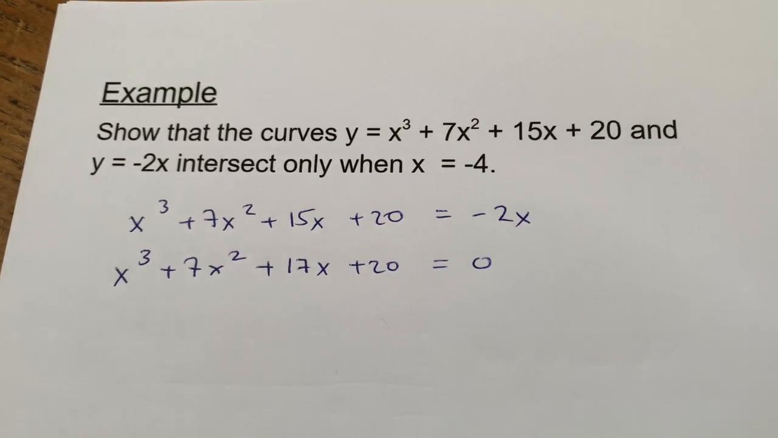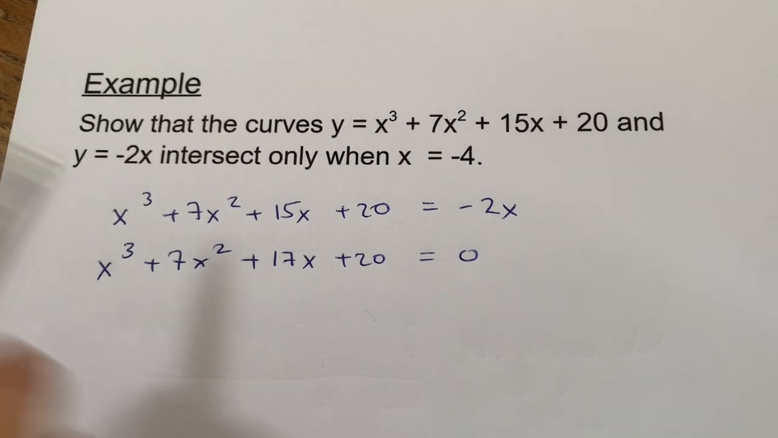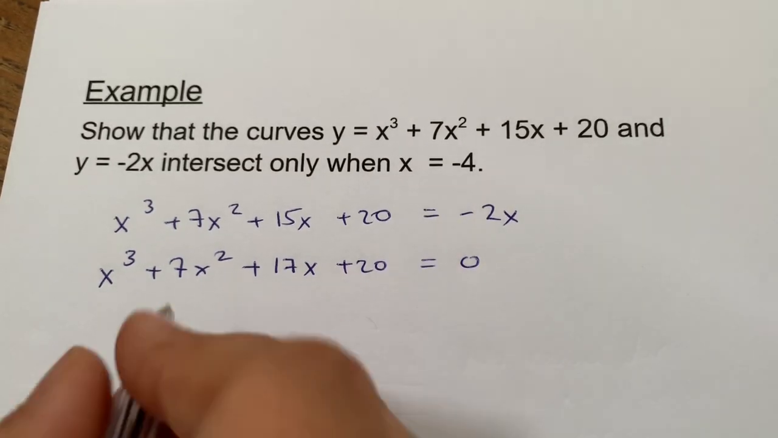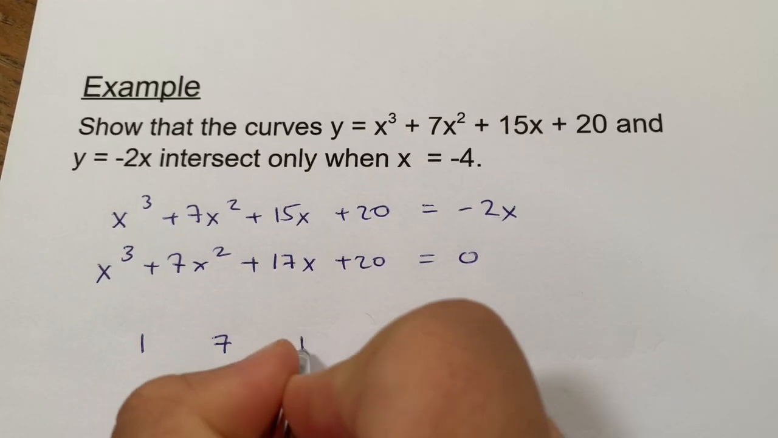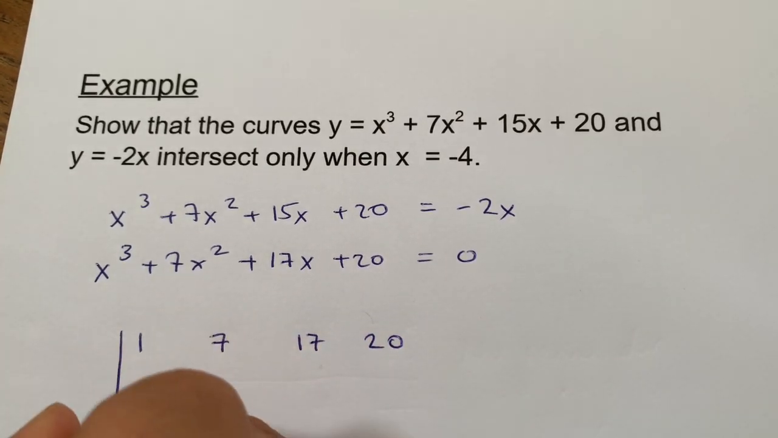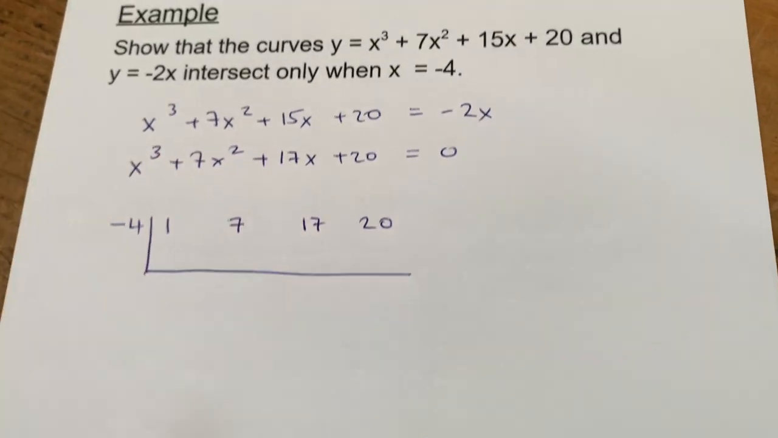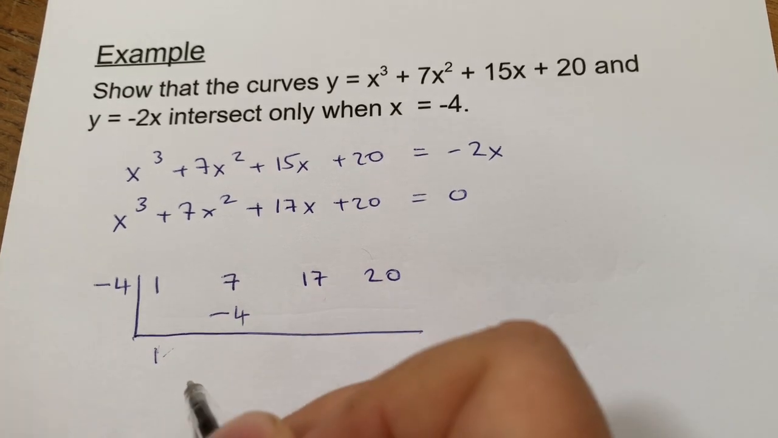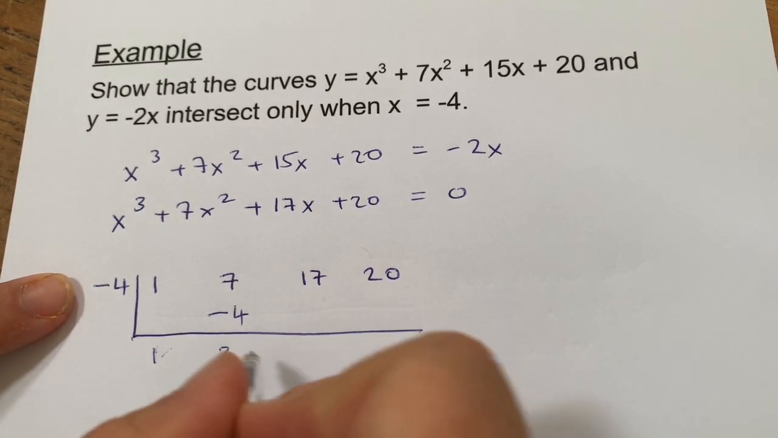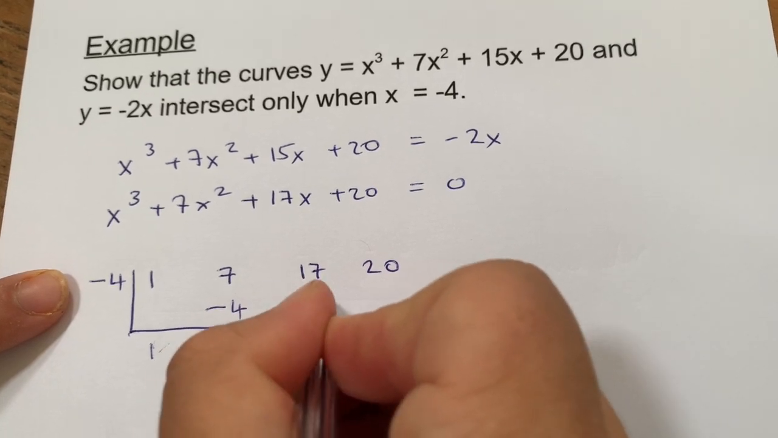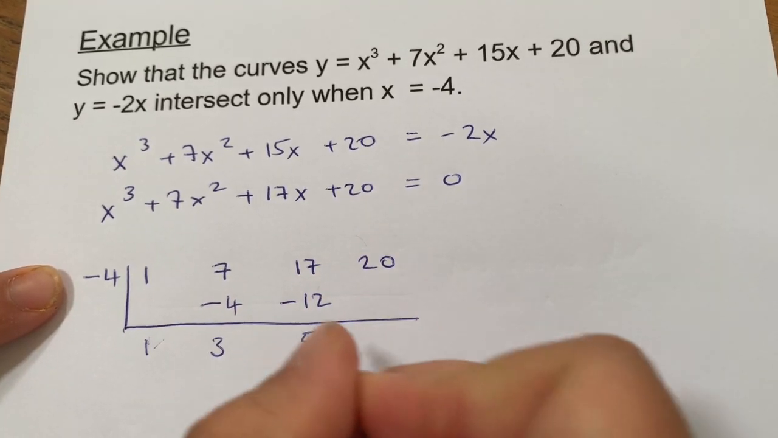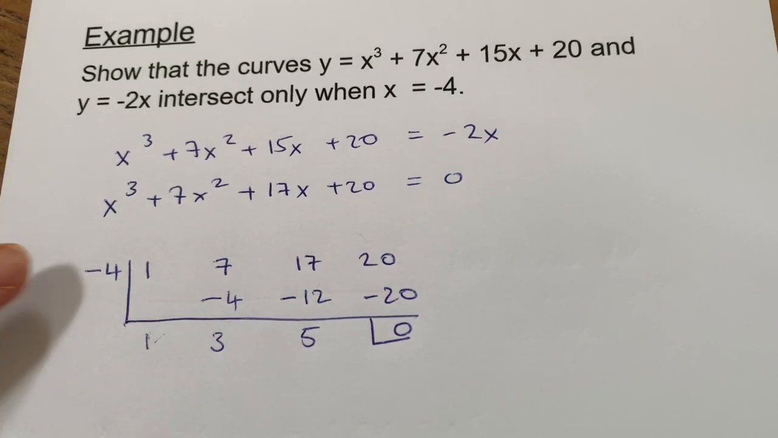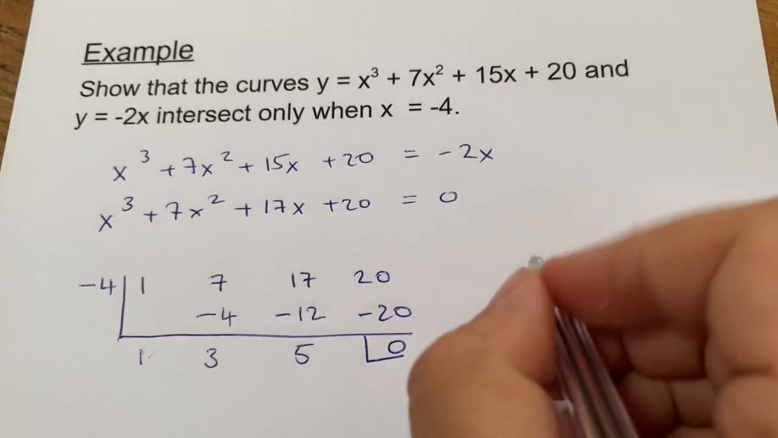And then I want to show that it intersects only when x equals -4. So therefore, I know that that is a root. So therefore, that is the value I'm going to use when I do my synthetic division. So I've got 1, 7, 17, 20. And I'm going to put my -4 outside. So drop the 1 down, multiply to bring it up with the -4, add to bring it down, multiply to bring it up, add to bring it down, multiply to bring it up. So you've got no remainders. Therefore, you've just demonstrated that x equals -4 is a root.